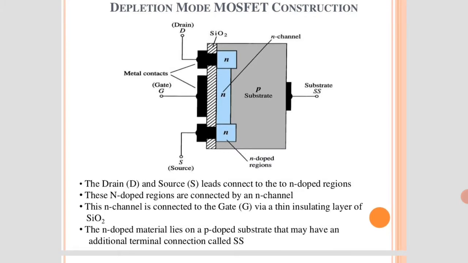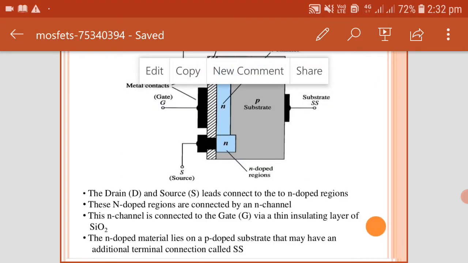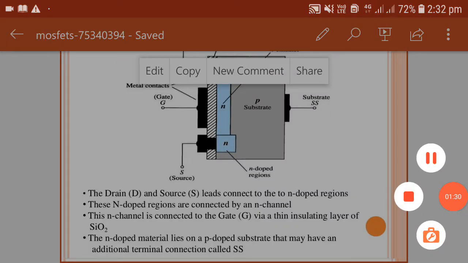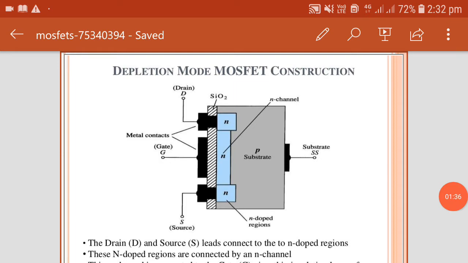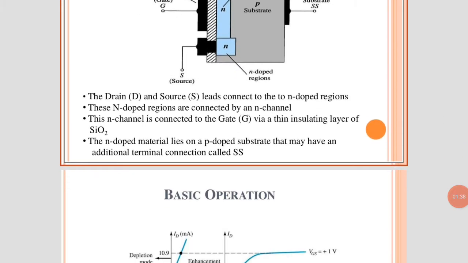The drain and source leads connect to the N doped regions. These N doped regions are connected by an N channel. This N channel is connected to the gate via a thin insulating layer of SiO2. The N doped material lies on a P doped substrate that may have an additional terminal connection called SS. This is the depletion mode MOSFET construction.